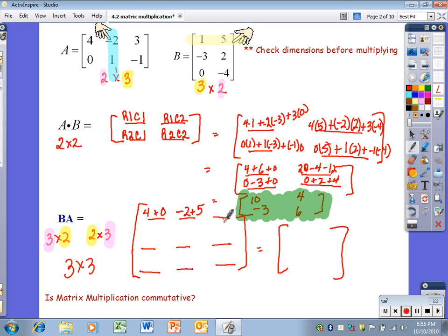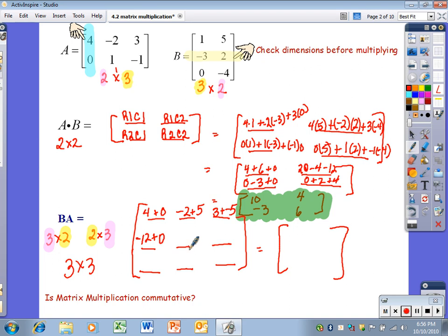And this position is row 1, column 3. Still row 1, but this time I'm multiplying by column 3. So I have 1 times 3 is 3. Plus 5 times negative 1 is negative 5. This element is row 2, column 1. So now I move my fingers to row 2 by column 1. So I have negative 3 times 4 is negative 12. 2 times 0 is 0.